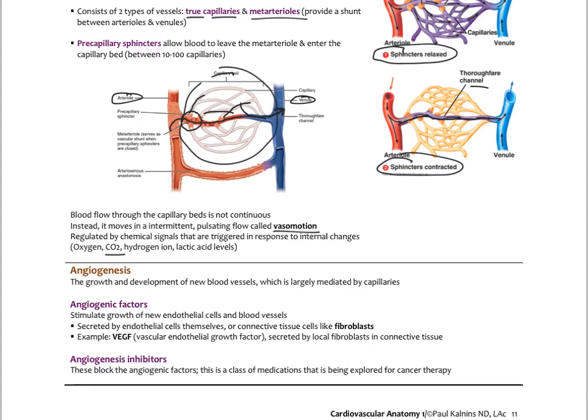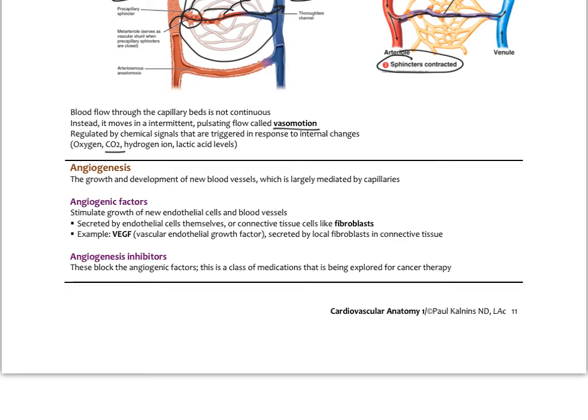I mentioned that angiogenesis is the growth and development of new blood vessels, and that's largely mediated by capillaries. There are angiogenic factors, and a very important one is vascular endothelial growth factor. In this case, it's actually secreted by fibroblasts. Fibroblasts, remember, are connective tissue cells. They move into an area to help repair it, but they release VEGF, and that will stimulate endothelium to grow, to form little buds, and to form new capillary systems. Again, in cancer therapy, there's a class of angiogenesis inhibitors that block agents like VEGF to prevent a new circulatory system from forming into a tumor.